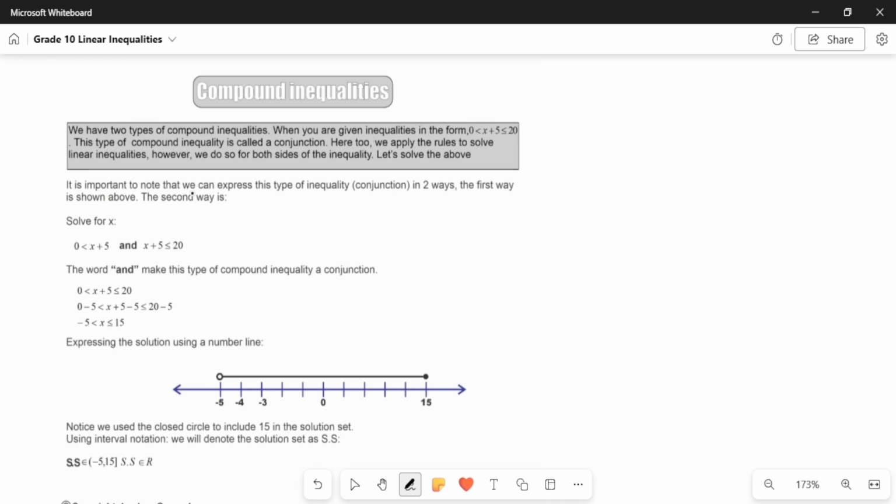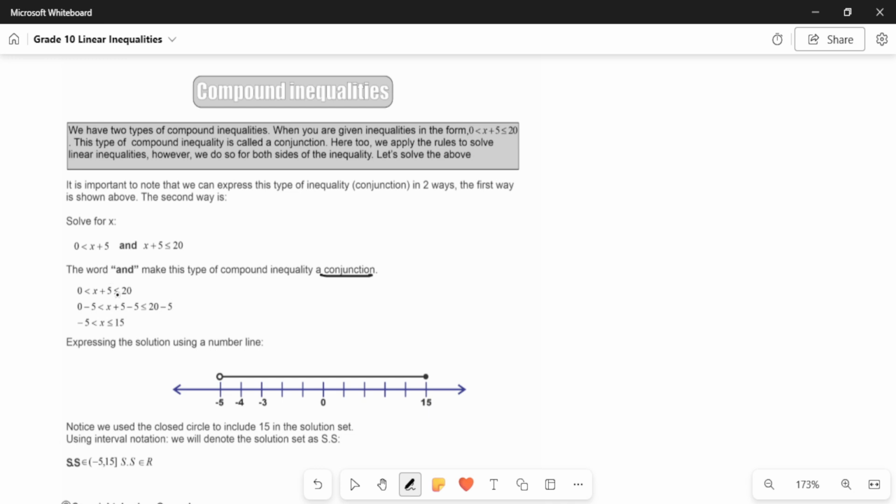It is important to note that we can express this type of inequality, the conjunction type, in two ways. The first way is shown above, and the second way is as follows. x plus 5 must be greater than 0 and x plus 5 must be less than or equal to 20. See that and? It combines both of these statements. x plus 5 must be greater than 0 and it must be less than or equal to 20. This is why the word and is very important, because it has to satisfy both these boundaries. It has to be within both of these boundaries. The word and makes this type of compound inequality a conjunction.